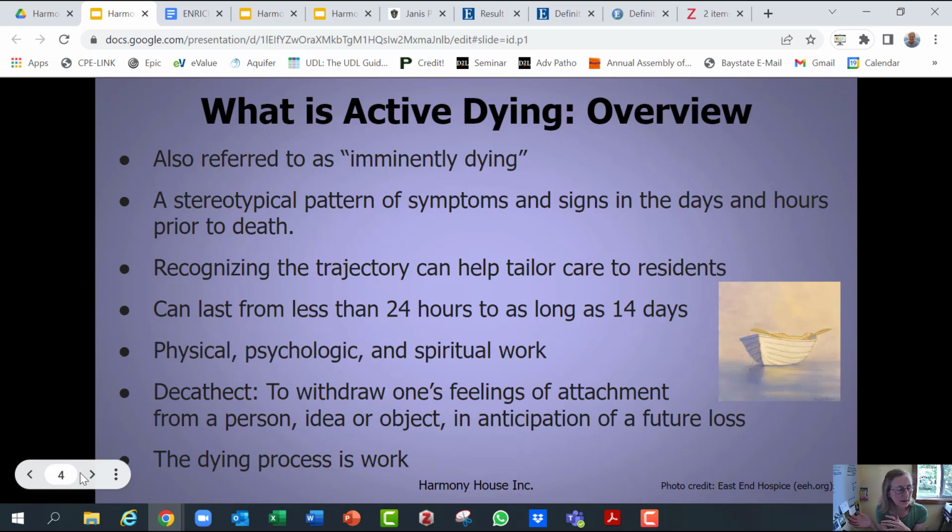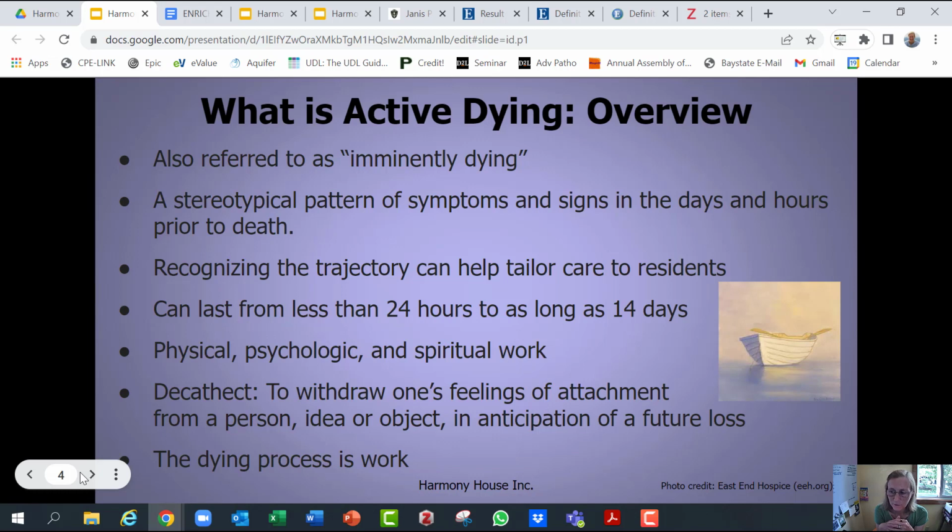Somebody who has 14 days to live may be requesting a different kind of care than somebody who's really actively dying in the last 24 hours of their life. So we're going to use different kinds of medicines, different kinds of approaches for symptoms that arise in those different stages. So it helps to know a broad bird's eye view of where we are in the trajectory. Active dying can last from less than 24 hours to as long as 14 days. So that wide spectrum of time frame can be important to recognize so that we're adapting what we're doing for individual residents.